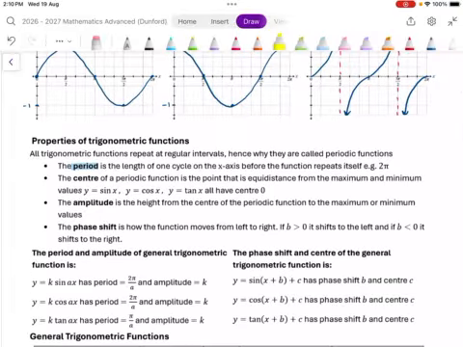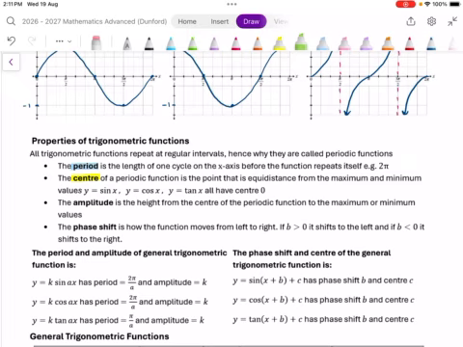Our centre of a periodic function is the point that is equidistant from the maximum and minimum values. So for all our parent graphs, they all have a centre of 0. So we're shifting our graph vertically with our centre. So that means we are looking at our vertical translation.